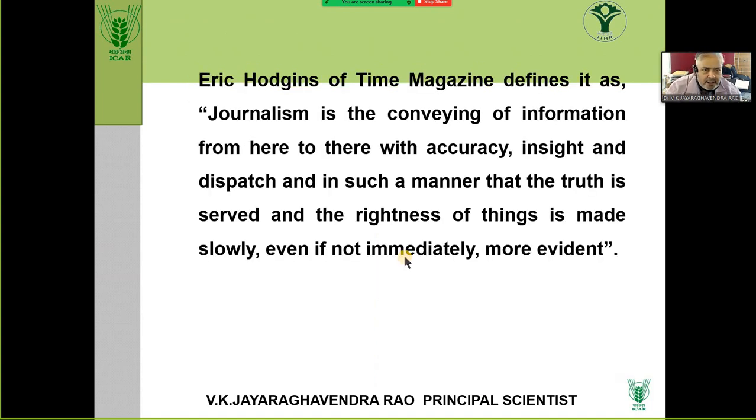So, Eric Hodgins, of Time magazine, he defines journalism as the conveying of information from here to there with accuracy. You should tell the facts. See, suppose somewhere, a spider has gone. A small cockroach has gone. What does the journalist report? Saw a big snake went into the hole. See, that is called exaggeration. Exaggeration is not allowed in journalism.